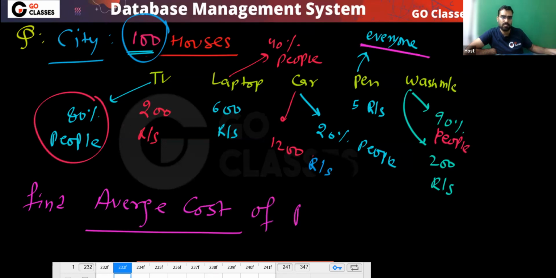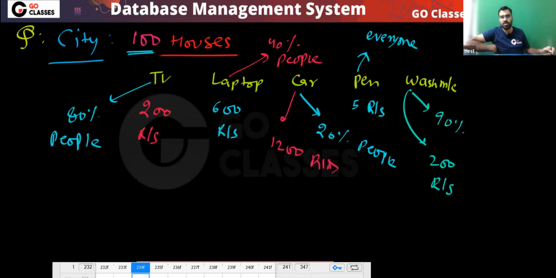Of one house. You have to find the average cost of one house. For one house, what is the average cost? Now, remember this question is nothing but a general aptitude question. Nothing more than that. So what will the answer be? You can notice everyone has a pen. So the cost will be what?